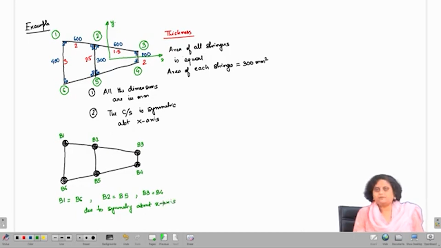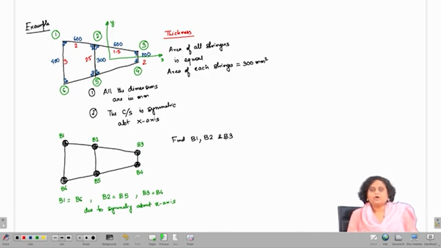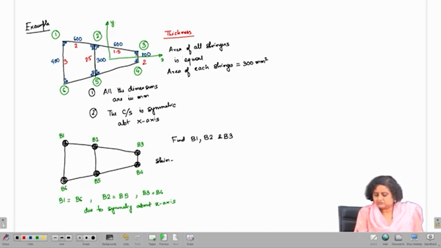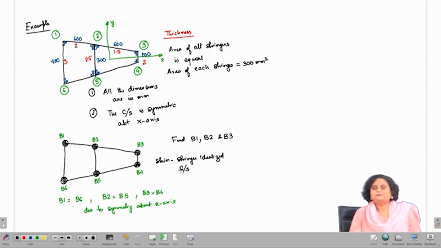Now, our job is to find the areas. So, find B1, B2 and B3. So, this is the job that we have in hand. So, this again, let me write down, this is the skin stringer idealized cross section. Now, if this is the cross section, our job is to now find out B1, B2, B3.